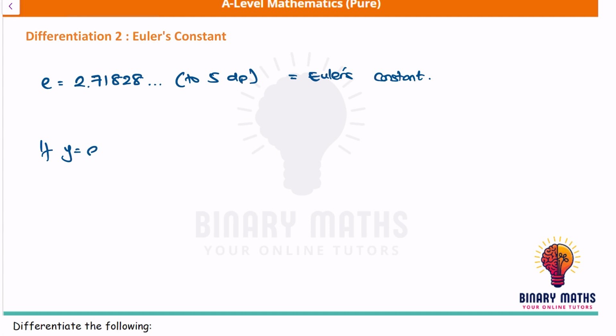If y is equal to e to the x, so that's 2.71828 to the power of x, what is f dash of x? And if y is equal to e to the x, that is similar to saying what is dy dx. So let's investigate that using the graph of e to the x.